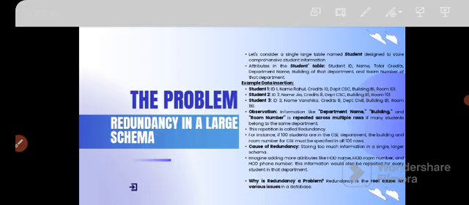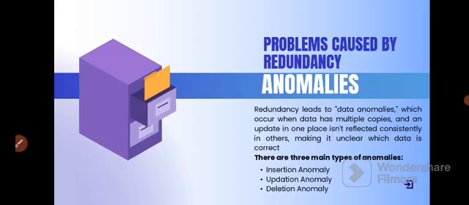Let's discuss one. I said redundancy leads to data anomalies. An anomaly compromises data integrity and makes the database inefficient. So why do these anomalies occur? Due to the lack of normalization, data redundancy, and improper usage of primary and foreign keys.